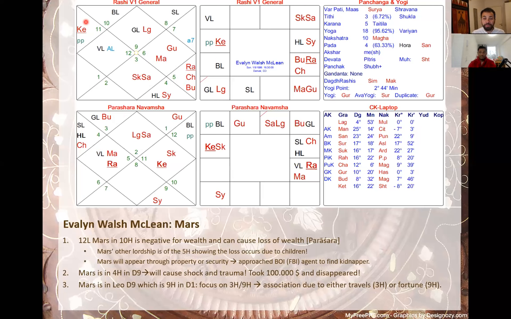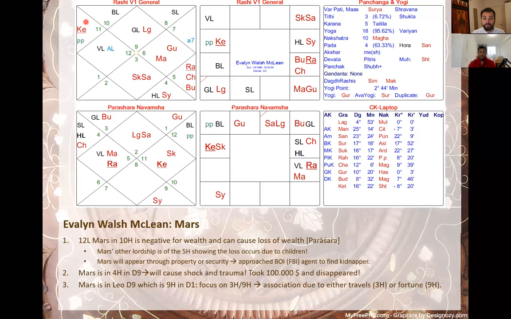Let me just talk about Mars again. Because we know Kim Kardashian earns from her appearance, right? Now look at this Mars. Same Mars in the Lagna. You're supposed to give fame and name and reputation. Now look at Navamsha. Mars is in fourth. Ouch. Problem. We didn't want that, yes? We wanted to avoid that for the fourth house.